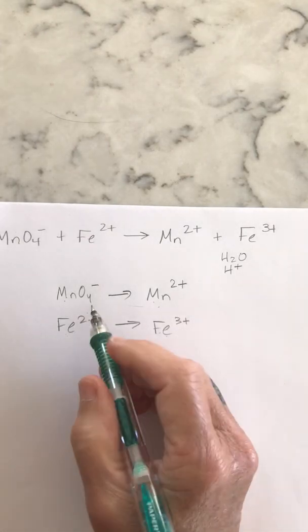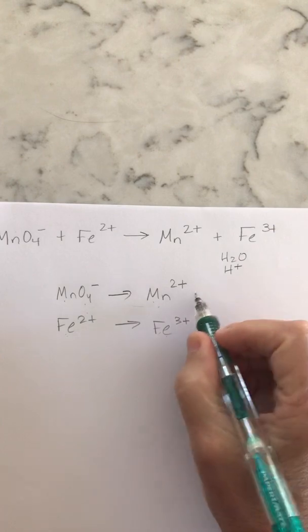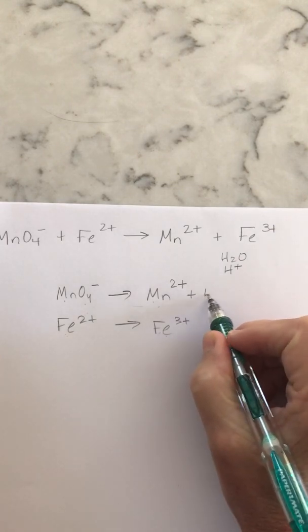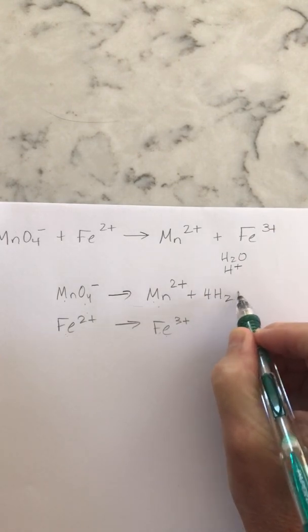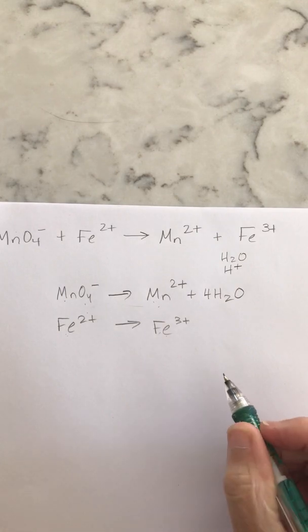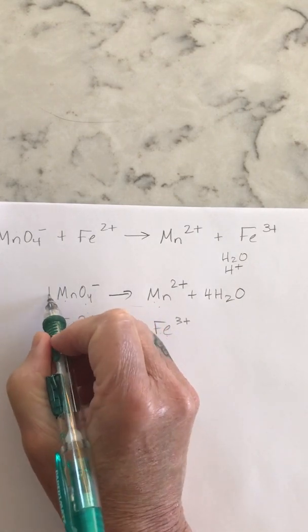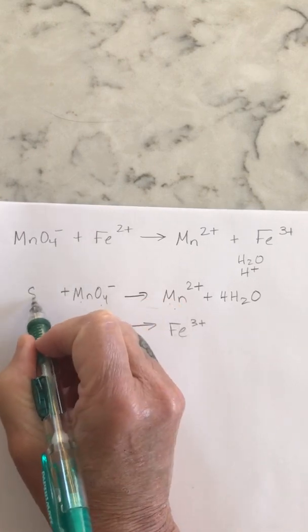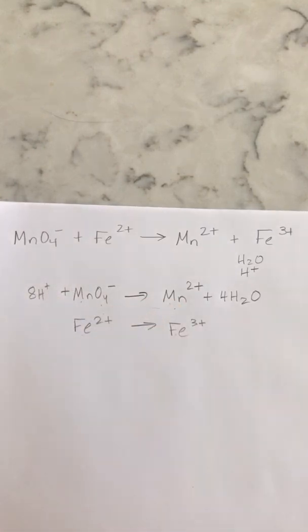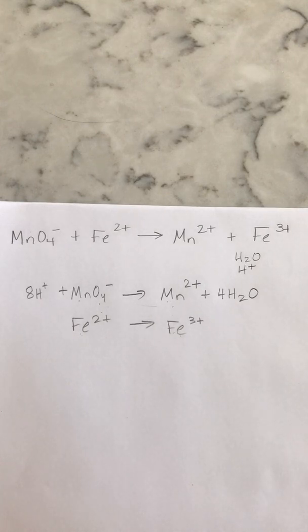So in the first half reaction, again, we have 4 oxygens. So to balance that oxygen number, we need 4 waters on the right side. With the 4 waters, we've brought along 8 hydrogen. So on the left side, we need 8 H pluses. So now when you look at that equation, it should look like the hydrogen, the manganese, and the oxygens are all balanced.